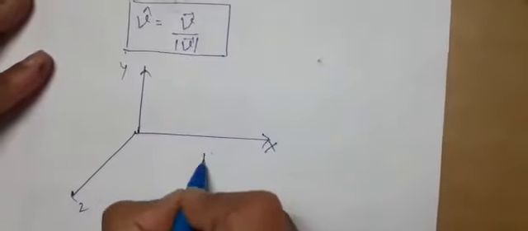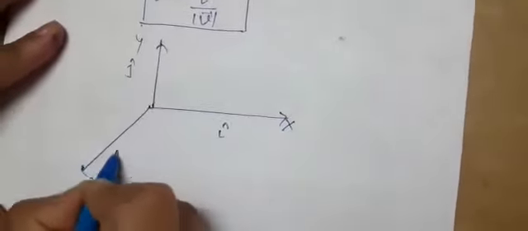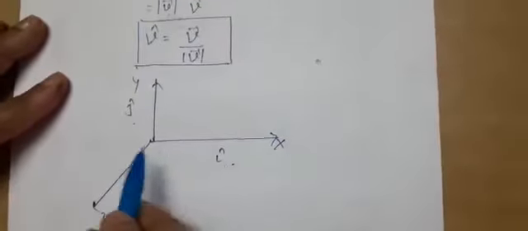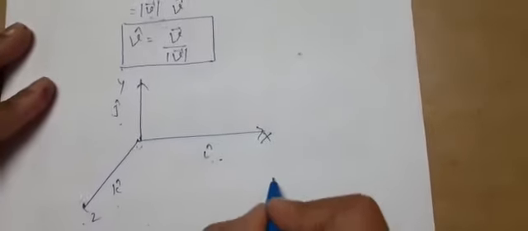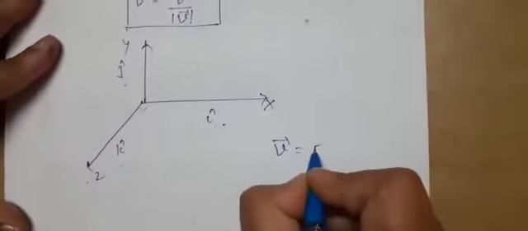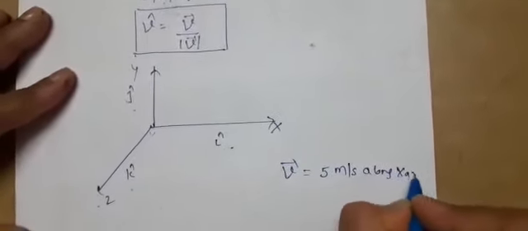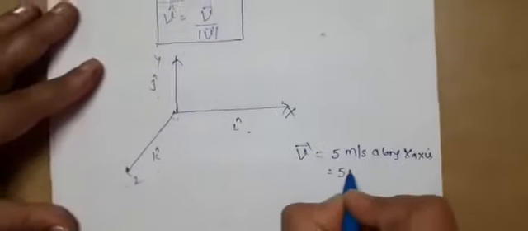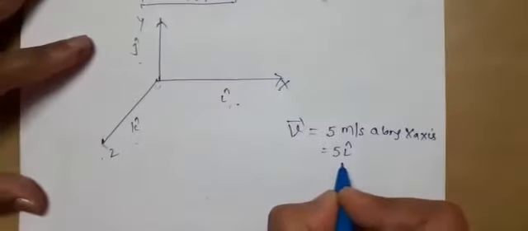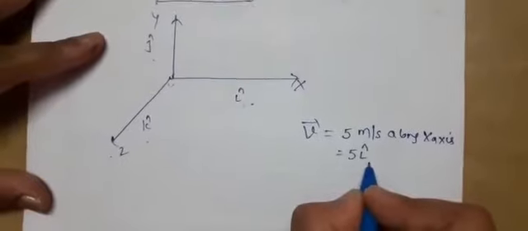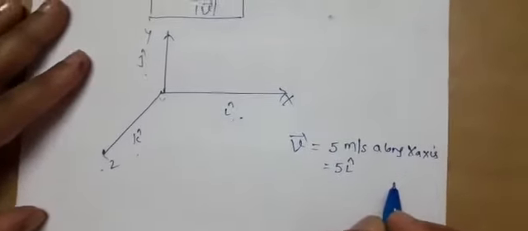As we can have different directions, if we have the x-axis, y-axis and z-axis, then i cap, j cap and k cap are the unit vectors along the x-axis, y-axis and z-axis. So if I have to represent a velocity of 5 meters per second along the x-axis, I can write it as 5 i cap. If I am directly writing i cap, it means it is directed towards the x-axis.